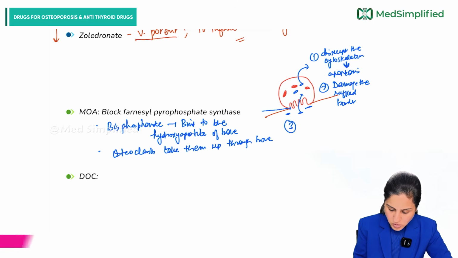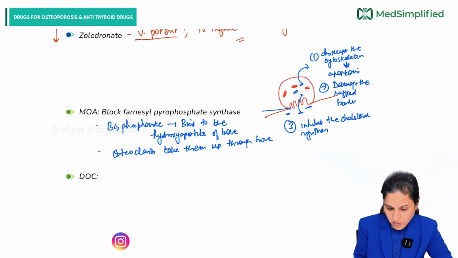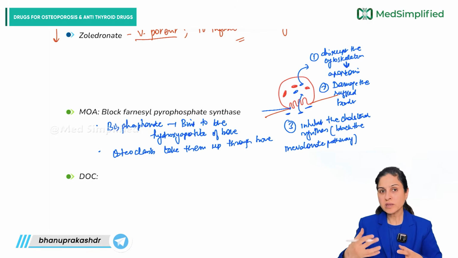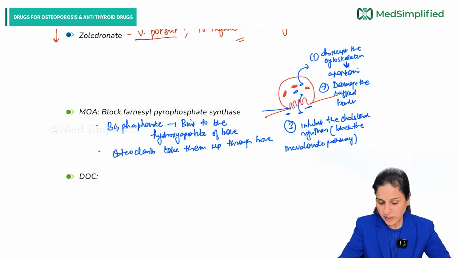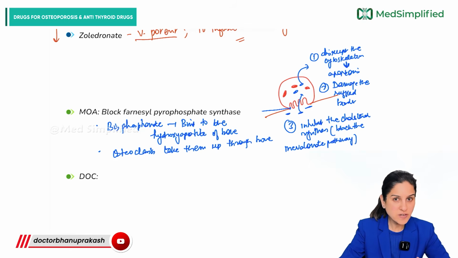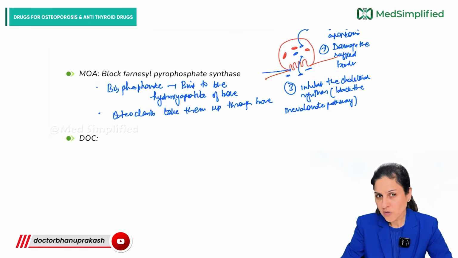Number three, this is also going to inhibit cholesterol synthesis. Why? Because they block the mevalonate pathway, and this is important for the functioning of the osteoclast. So these are the three main ways by which they act. They disrupt the cytoskeleton and cause apoptosis, they damage the ruffled surface, and they block the mevalonate pathway. So where are these bisphosphonates mainly indicated?